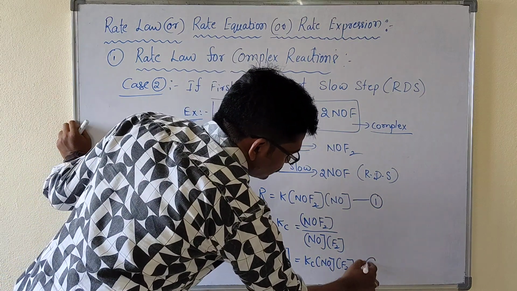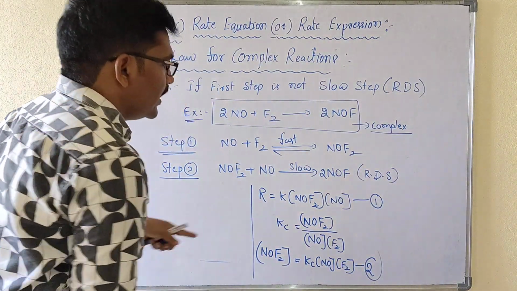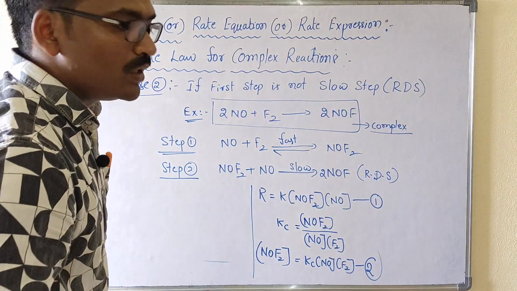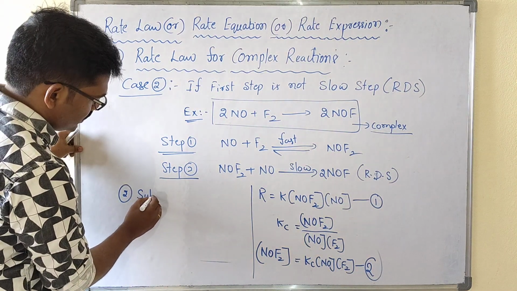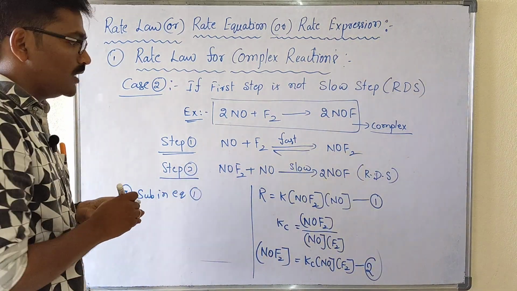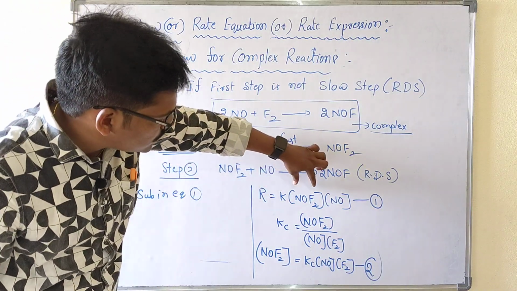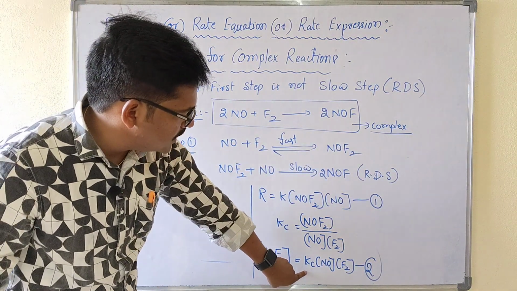This is equation number 2. Take it as equation number 2. So now substitute equation 2 in equation 1. Substitute in equation 1. In equation 1, at which place should we substitute? At the NOF2 place. What is there in the place of NOF2?